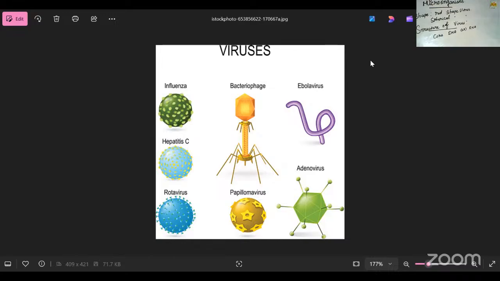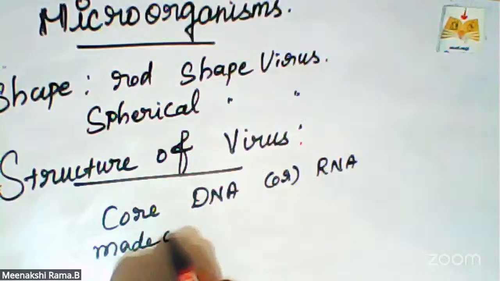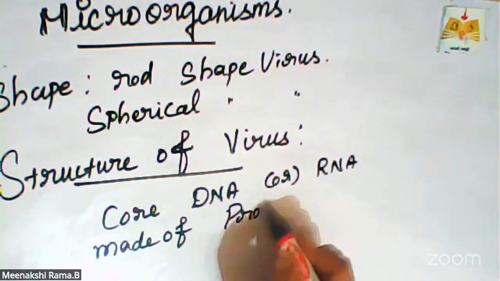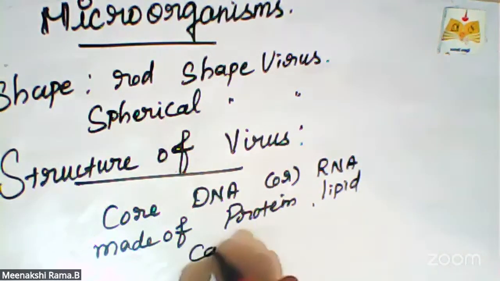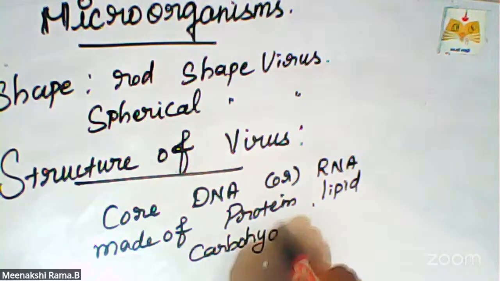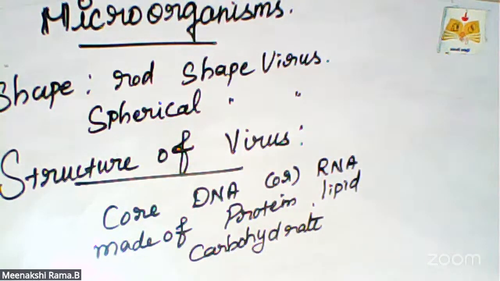So these are the different kinds of shapes for viruses. A virus contains core DNA or RNA. It is made up of protein, lipid, and carbohydrates. Viruses are made of protein, lipid, and carbohydrates. These are the envelope spikes.